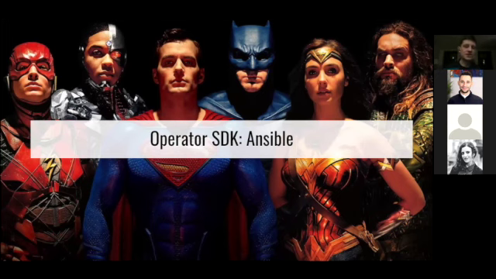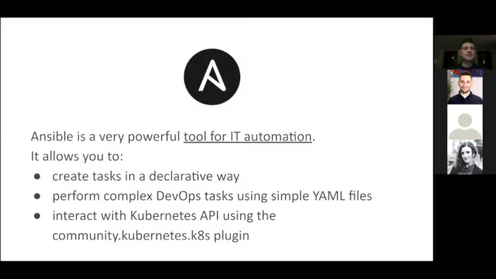The second option you have is still to use operator SDK, but this time we will use Ansible. So we will generate an operator from the Ansible playbook. Ansible is a very powerful tool for IT automation, its nature is declarative, and it has a lot of different plugins. That is the power of Ansible. One of its plugins is called the Community Kubernetes plugin, and it provides a way to interact with the Kubernetes API using Ansible.